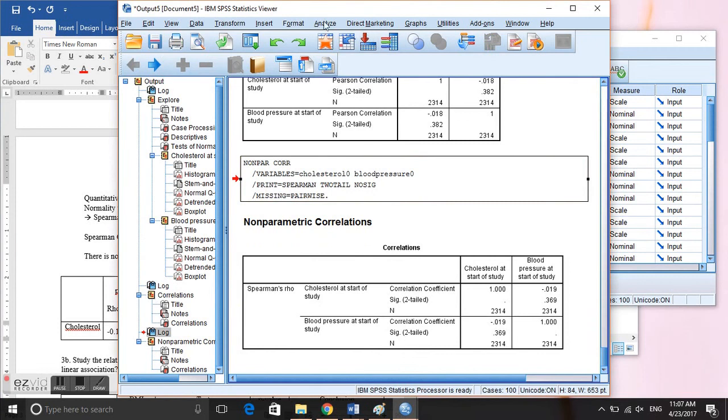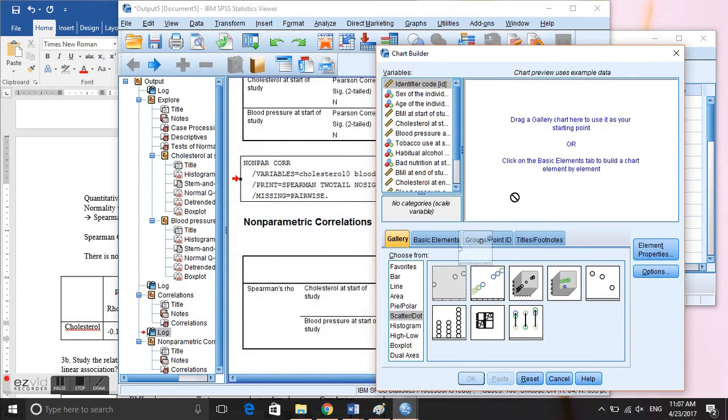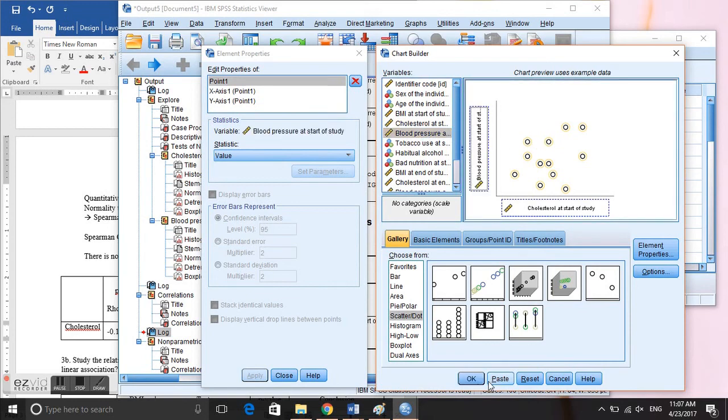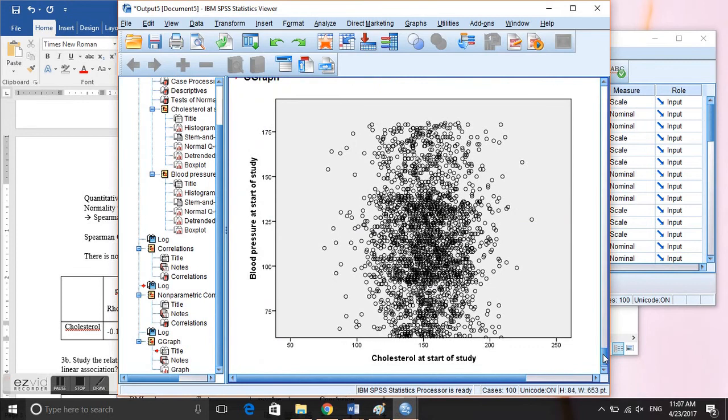We can check that by going to graphs, and it's always important to do a scatter plot when you have 2 quantitative variables. So let's reset. Go to scatter plot. In the x-axis, we will put cholesterol, and we'll put blood pressure in the y-axis. Click OK. And in our scatter plot, we can see that it does not look like they are linearly correlated at all.